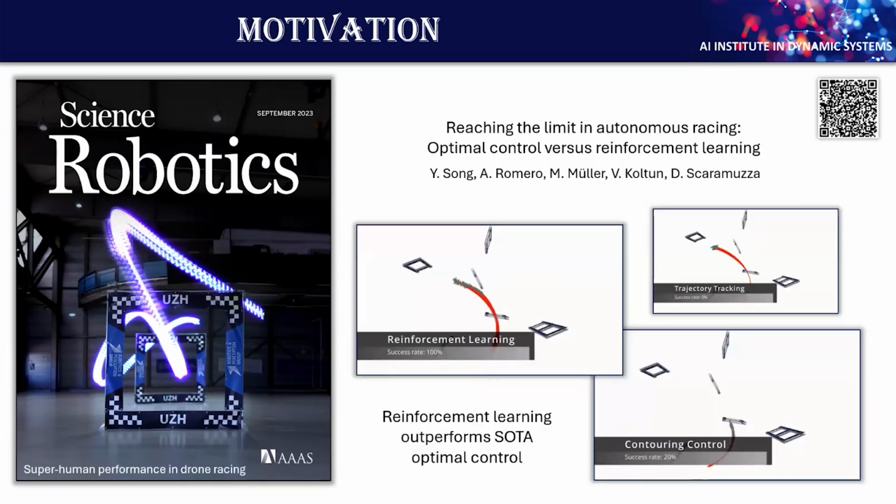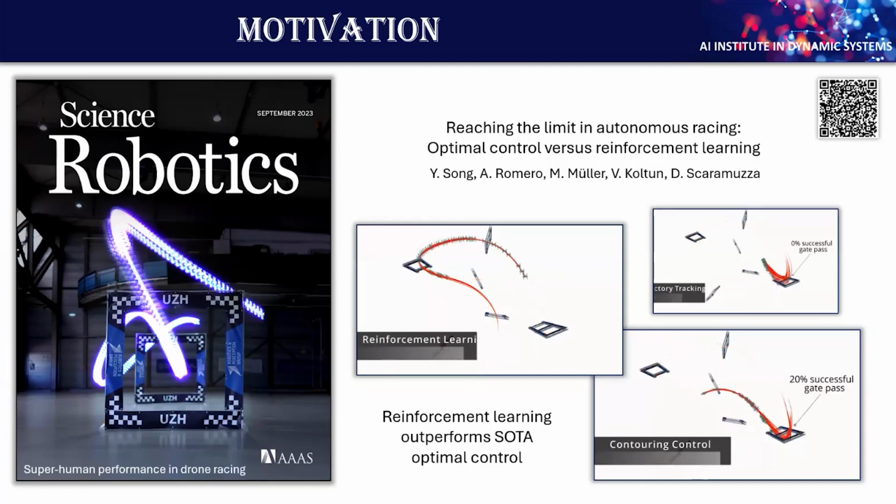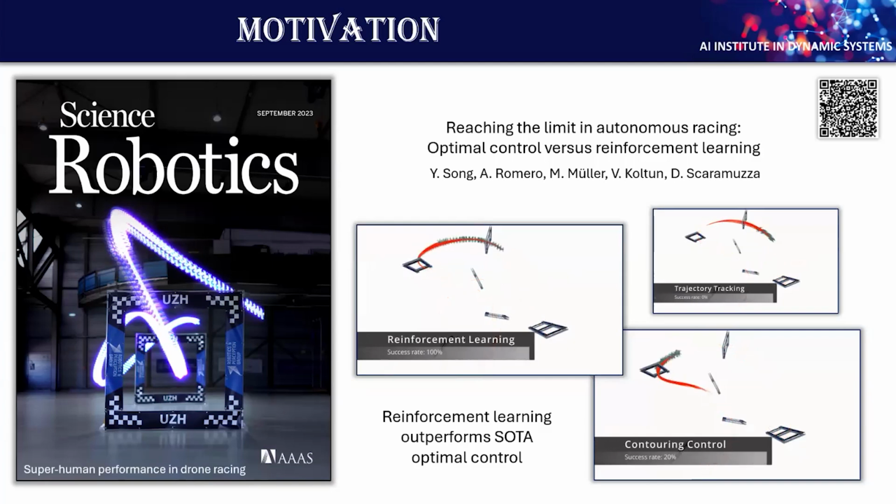And of course, they also compared it to some state-of-the-art algorithms, which in their context is trajectory tracking and contouring control. And they found that the current state-of-the-art model predictive controllers barely reach a success rate of 20%. So in this context, the success rate means that those algorithms only manage to fly through 20% of all gates of the circuit. While, for example, their RL agent always achieves a success rate of 100%, which is really cool.